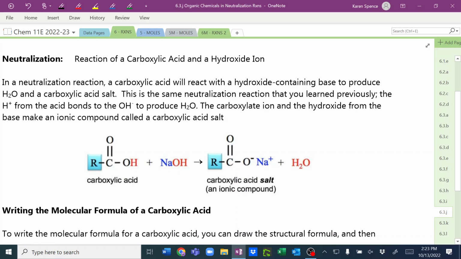So, if we had our carboxylic acid reacting with sodium hydroxide, just like any other double replacement reaction, or neutralization, our H and our OH would get together, of course, and form water. And we would end up with the sodium ion, which is positive, getting together with the carboxylate ion, which is negative. And even though this would be soluble, if you were to then evaporate the water, you would be left with sodium acetate salt.